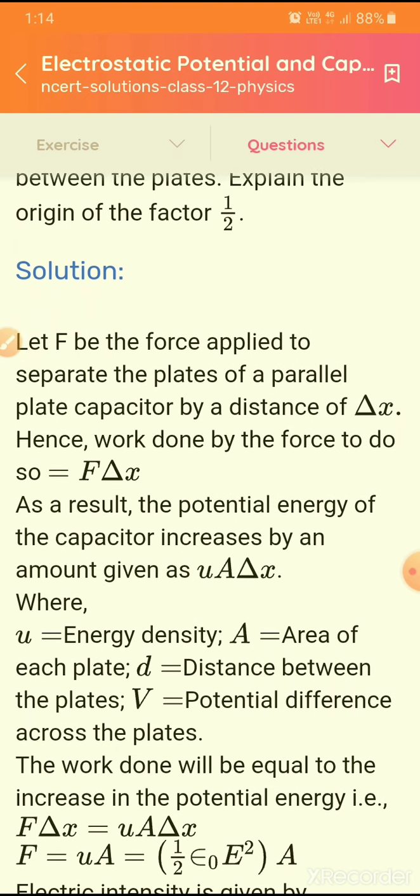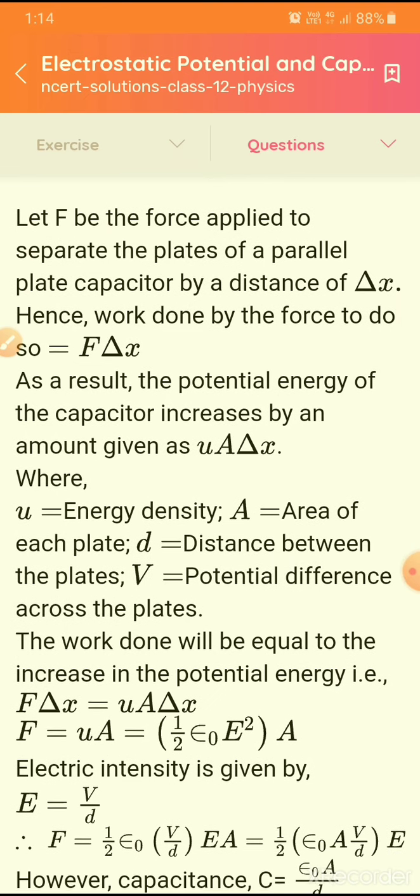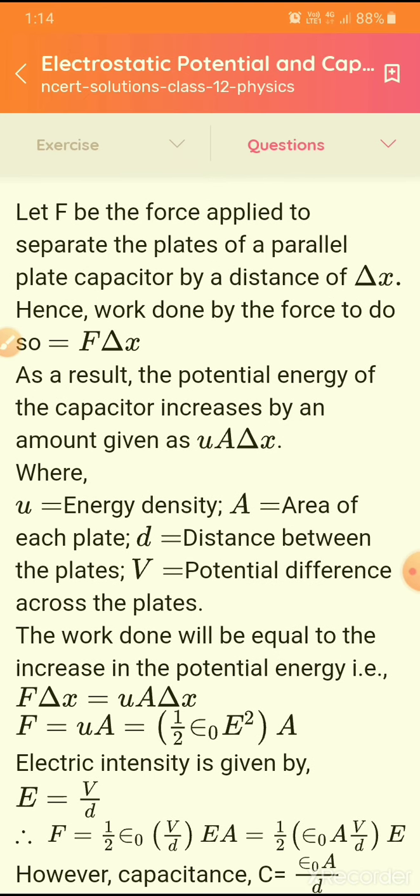Now let F be the force applied to separate the plates of a parallel plate capacitor by a distance of delta X. How far are we going to separate? We are going to separate the plates to a distance delta X. Work done by the force will be F into delta X, that is force into displacement. Displacement will be delta X.